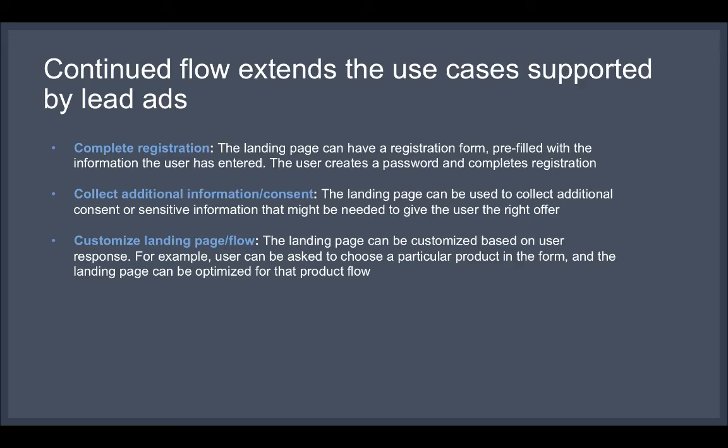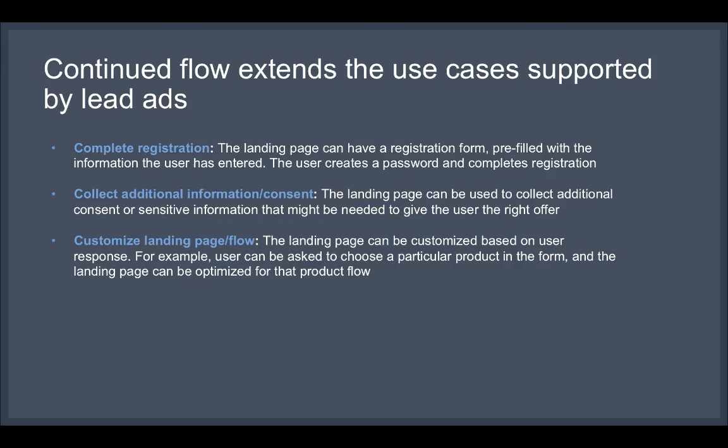Some of the common use cases for continued flow are stated here. So you can think of an example where a user needs to complete registration. So in this case, say the landing page can have a registration form, which will now be pre-filled with all the information that the user has already entered through the lead gen native unit. The user can then create a password and complete registration offsite.